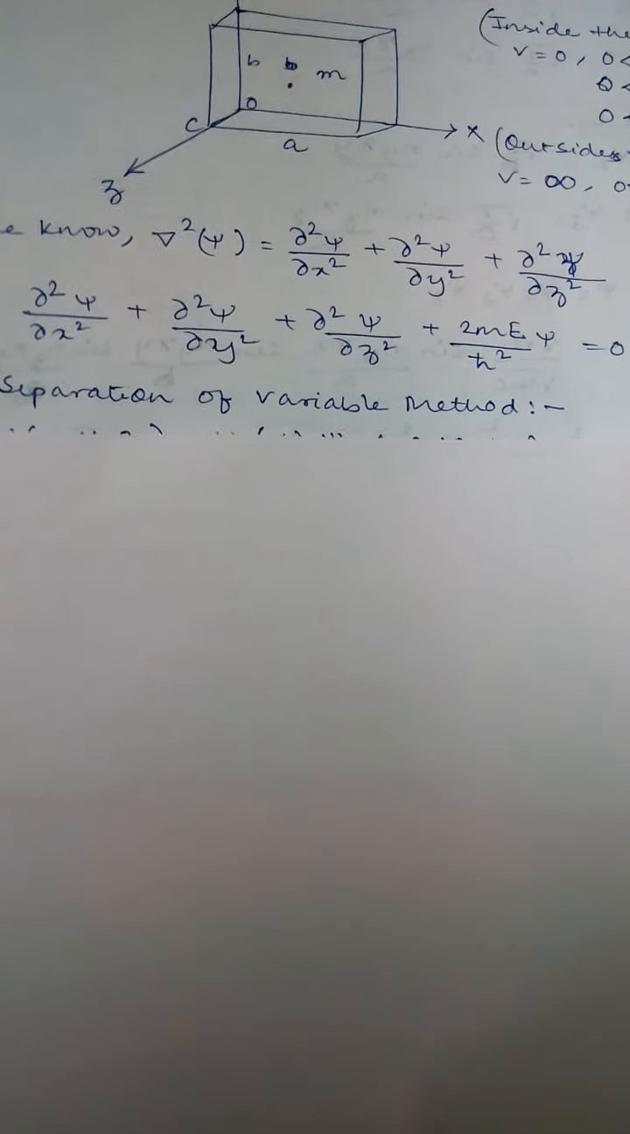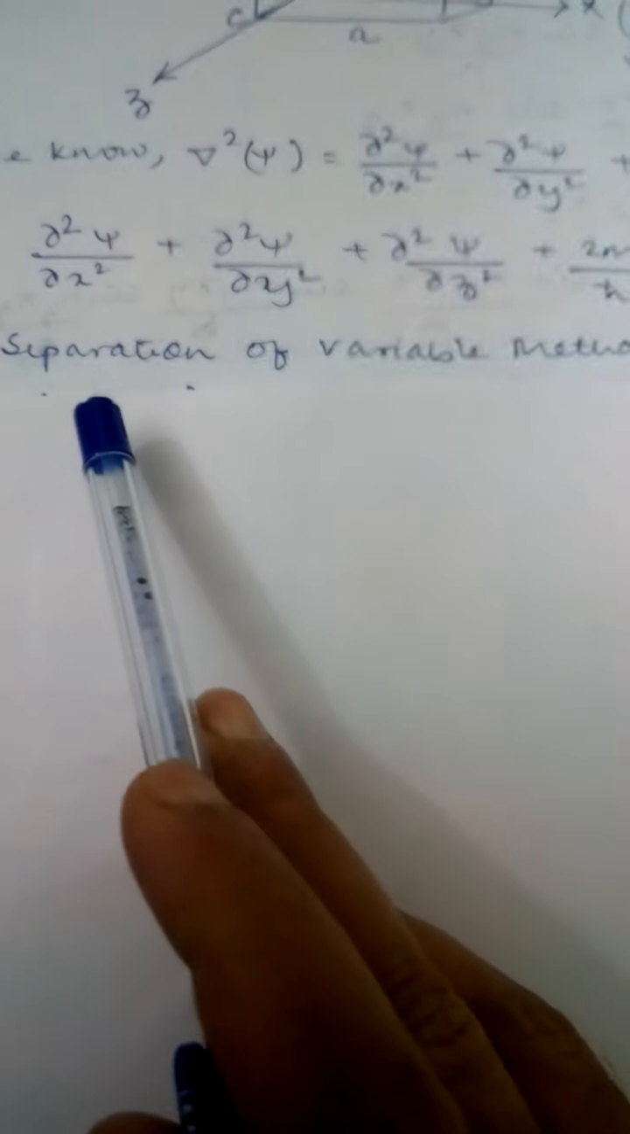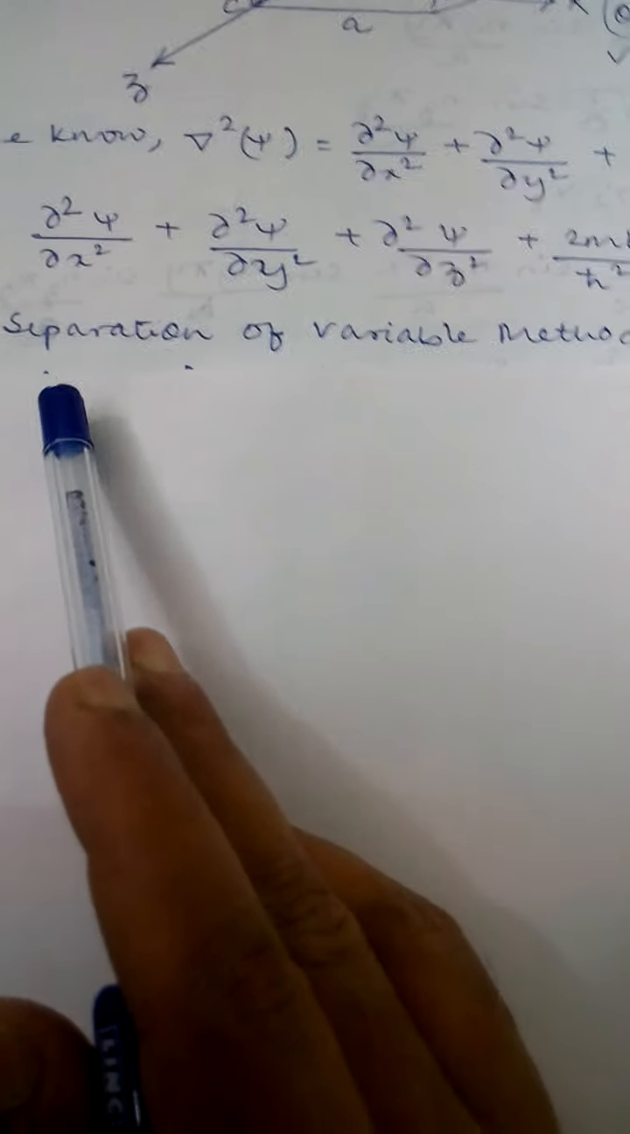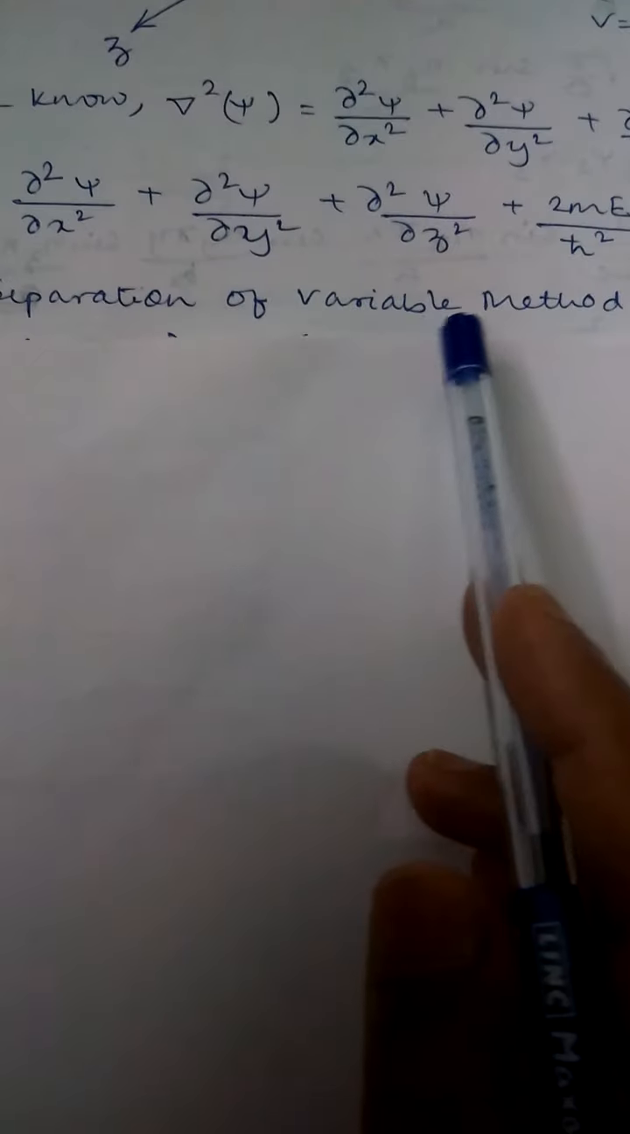Now this is not an easy task to solve this equation. Here we have to apply a special method that is called the separation of variable method. It is clearly written over here, separation of variable method. So using this method we can solve this differential equation, that is this Schrodinger equation.